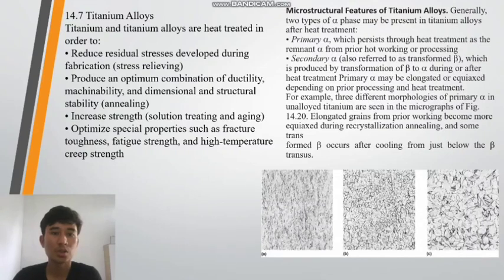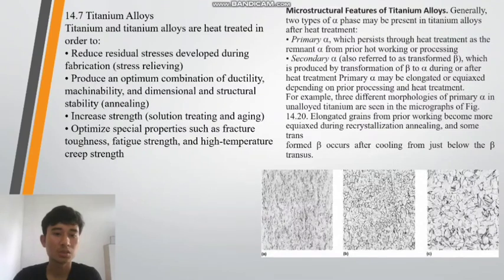Generally, two types of alpha phase may be present in titanium alloys after heat treatment. Primary alpha, which persists through heat treatment as the remnant alpha from prior hot working or processing. Secondary alpha, also referred to as transformed beta, which is produced by transformation of beta to alpha during or after heat treatment. Primary alpha may be elongated or equiaxed depending on prior processing and heat treatment.